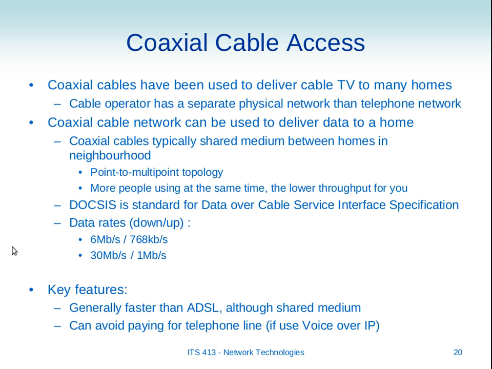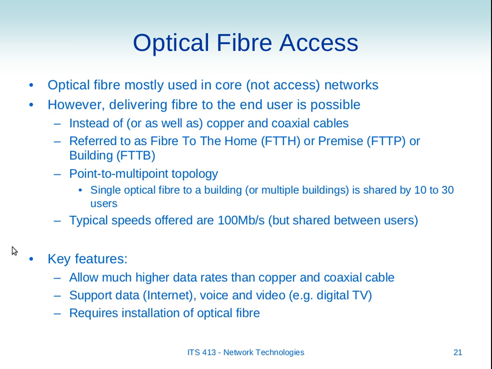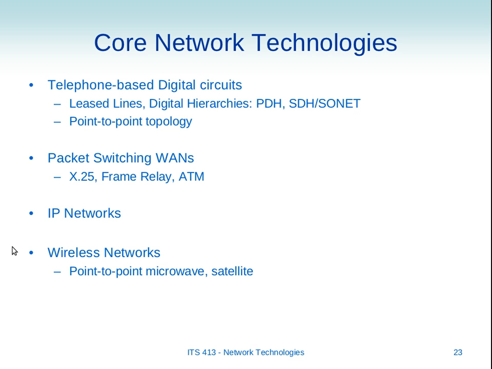Coaxial cable, we talked about. Optical fiber access. Let's move on to what are the different options we have for transferring data inside the core network, as opposed to the access network. There are different technologies that we can use inside the core network. These are the networks that are normally operated by the internet service providers, the telecom companies that connect the customers' networks together. Different options, we'll go through some of them.